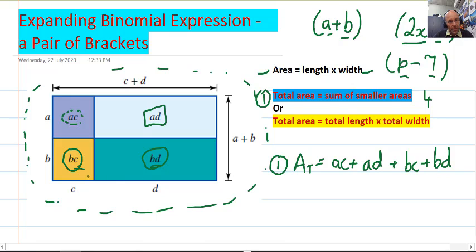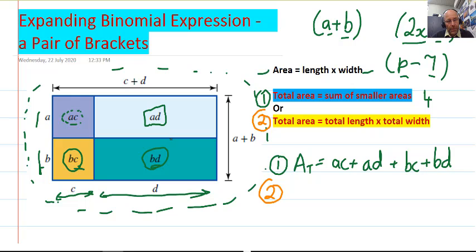Okay. By the way, where do these C's and D's and stuff come from? Well, C's that length there, D's that length there. You can see B's that vertical length there, and A's that vertical length there. Okay. So there's one result. So there's method 1. Let's look at method 2.